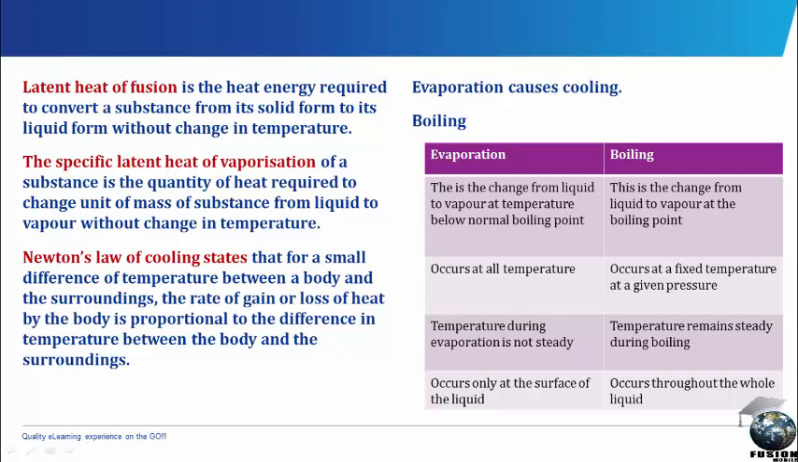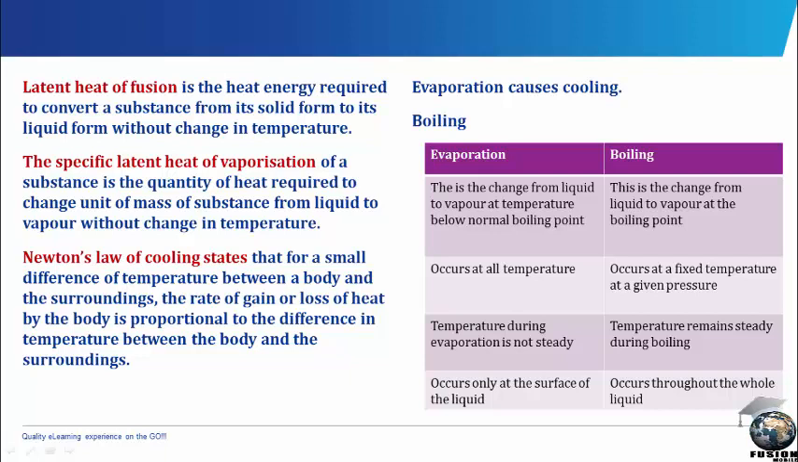While the specific latent heat is that heat energy required to convert a unit mass. This time around, a unit mass is coming in. The other one is converting the entire mass. This one is only converting a unit mass of a substance from one state to another without a corresponding change in temperature.